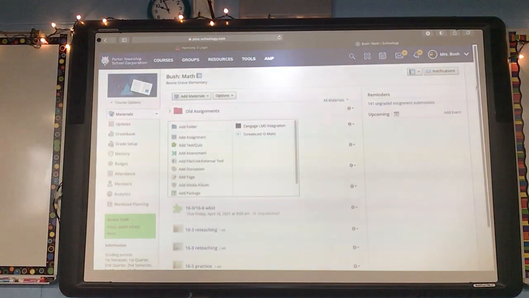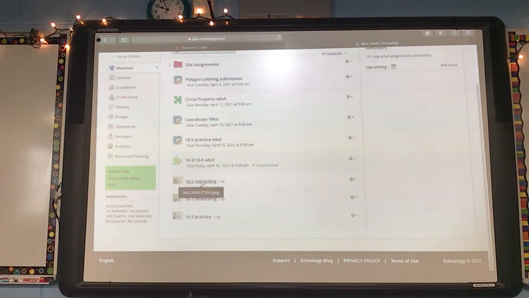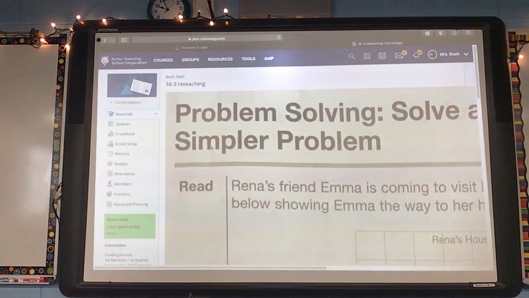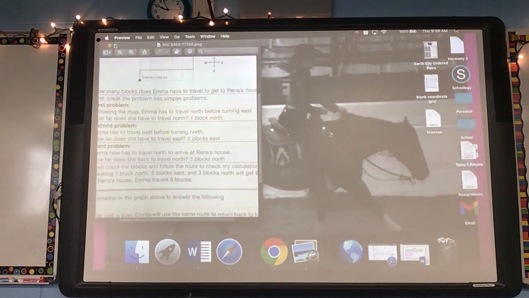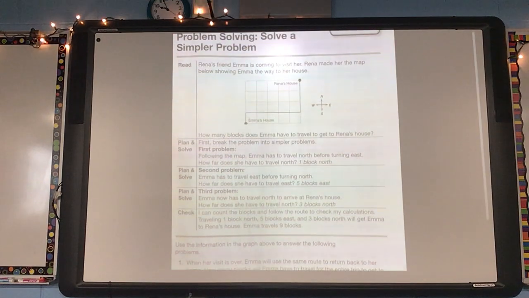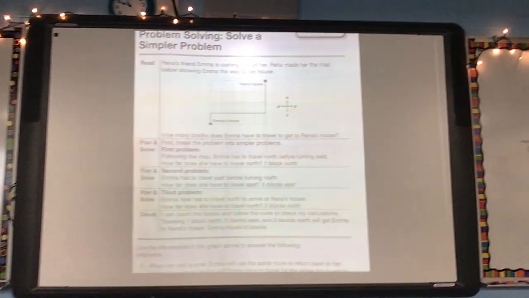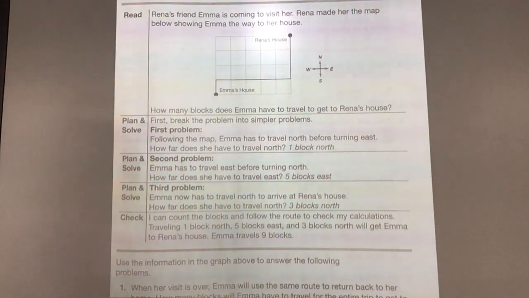When you go to Schoology, you can go to math, and I'm going to be looking at 16-3 reteaching here if you want to follow along on your iPad. All right, so we're still working with our coordinate grid, and now we're going to be working where people are traveling on the coordinate grid.